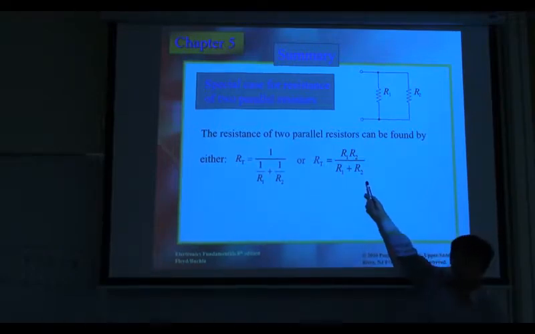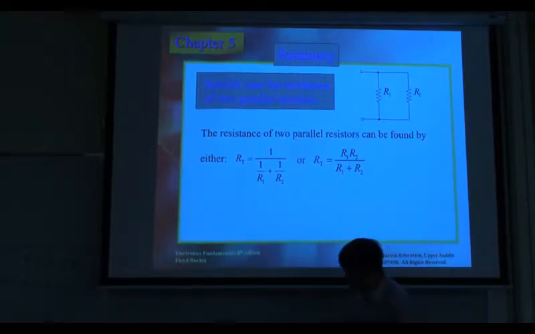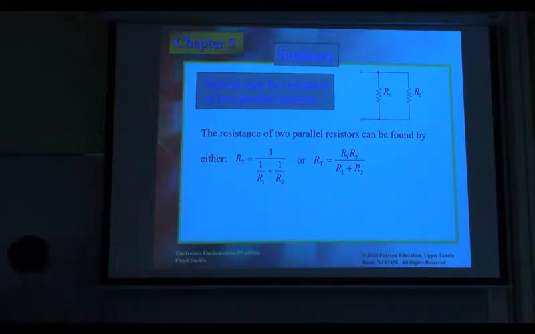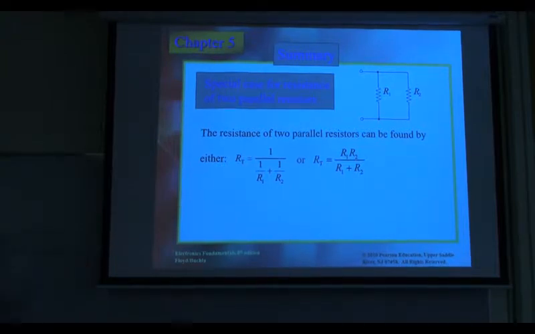If you really want to use for 3, if you have interest, the formula will be RT equals, on the top, R1, R2, R3 multiplied together. On the bottom, that will be R1 times R2 plus R2 times R3 plus R3 times R1. So you can see they are in the loop, right? 1 times 2, 2 times 3, 3 times 1. So on the top will be this one. So that's it. Good.